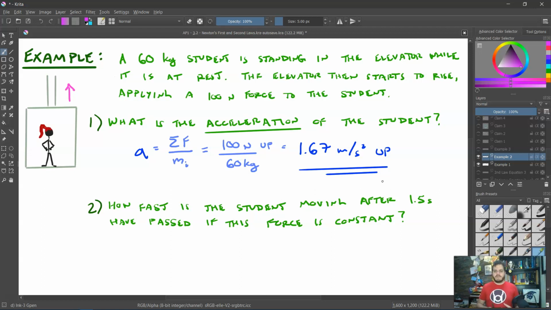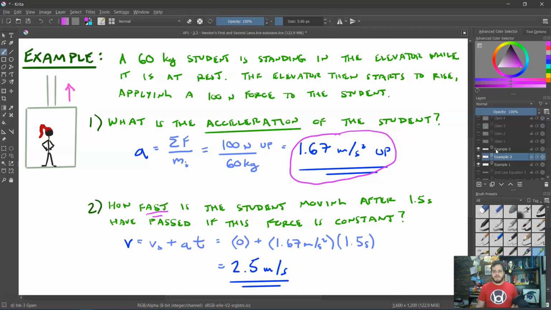Now additionally, let's say how fast is the student moving after 1.5 seconds have passed, if this force is constant? Well, if the force is constant and the inertial mass is constant, the acceleration is constant. So that tells us that we have this acceleration here. And from this point, if I want to know how fast, that's asking for a velocity. This is just a kinematic equation problem. So we take out our list of kinematic equations. We want to still be able to use those. Specifically, I see v0 plus at. We plug everything in, and we get that they're moving 2.5 meters per second after 1.5 seconds. So just because we've moved on to working with forces and masses and accelerations, we still need to be able to use the kinematics we've learned in the previous 2 units.